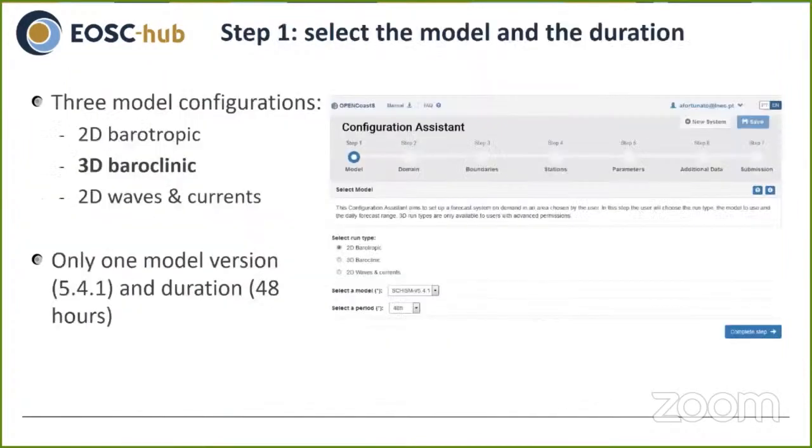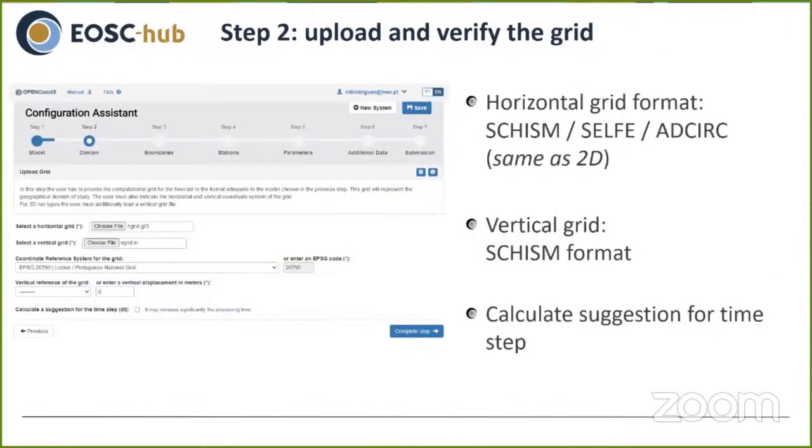So, the first step is the selection of the model, and in this case we must select 3D baroclinic. The next step is the upload and verification of the grids. The upload of the horizontal grid is similar as in 2D. The user uploads the grid and indicates the coordinate reference system for that grid. For 3D forecasts, the user also has to upload a vertical grid. At the moment, only SD vertical grids are available. In this step, the user can also choose to calculate a suggestion for the time step, which is based on the characteristics of the horizontal grid.